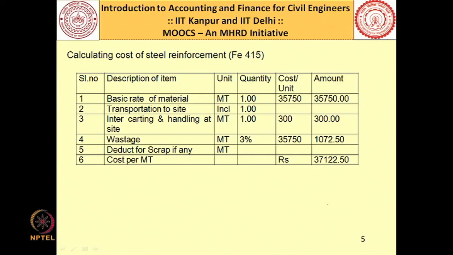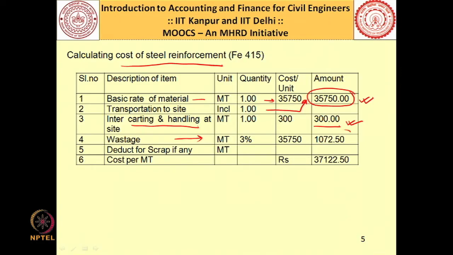illustrations. Let us say I try to calculate the cost of steel reinforcement. So, here I find the basic rate of material as, let us say, 35,750. Let us say this cost is inclusive of transportation cost also, that means this cost I am incurring at site. So, this is also sometimes called landed cost. Now, at site I am incurring certain cost on intercarting and handling, let us say it is coming to about 300 rupees per metric ton. Wastage in steel would roughly be about 3%.